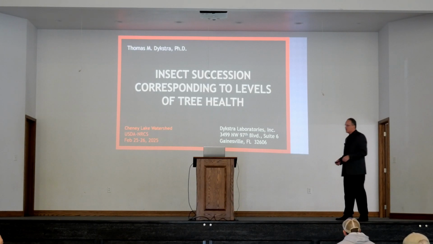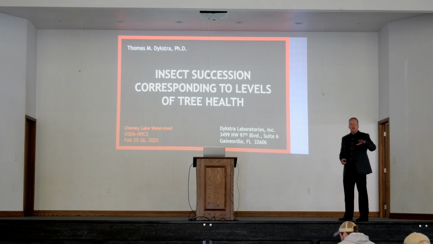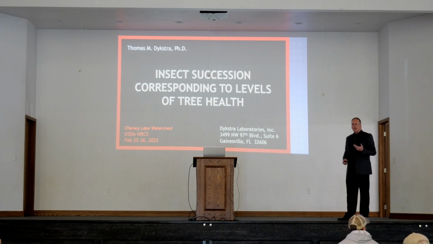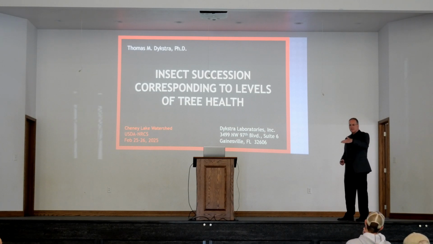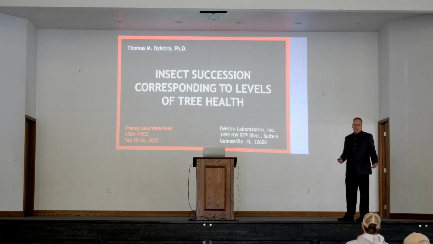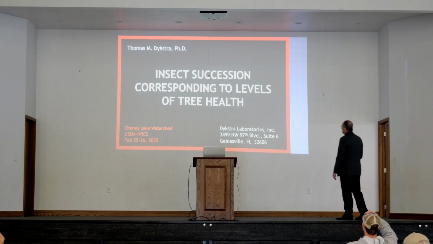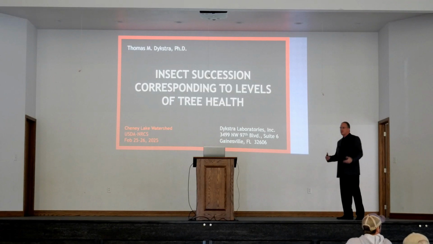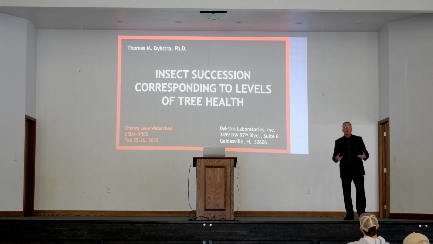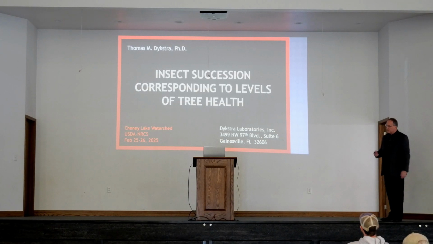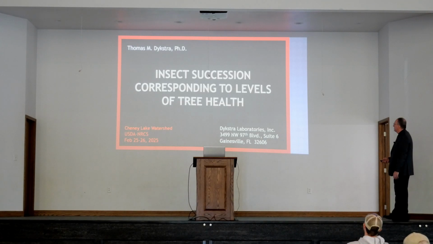So insect succession is really where this is going to go, and that means you can predict how healthy your plant is based upon the insects and how they succeed as they move and lose interest or gain interest in a particular plant, and how this corresponds to levels of plant health. In this particular example, I'm going to be talking about tree health for my specifics during this presentation.